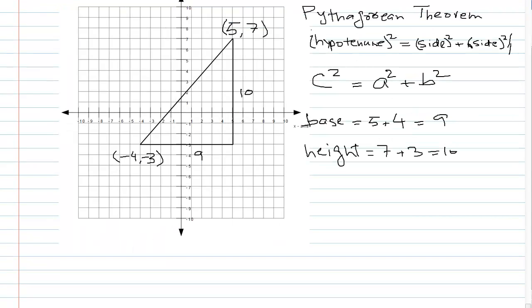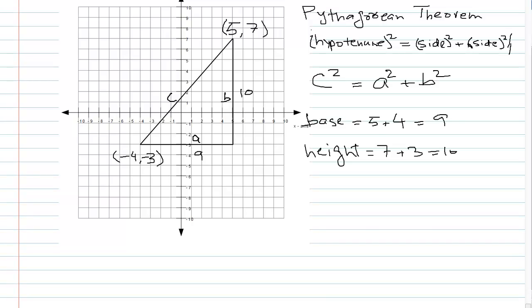Now we have the length of the two shorter sides of the triangle, and using the Pythagorean theorem we can find the length of the longer side, which will give us the distance between point A and point B. But before we plug the numbers into the formula, let's also label the sides of the triangle. So I have labeled the base as A, which has length 9, and the height as B, which has length 10. We're trying to find the distance between point A and point B, and the distance is the hypotenuse of this triangle, which I've labeled as C.